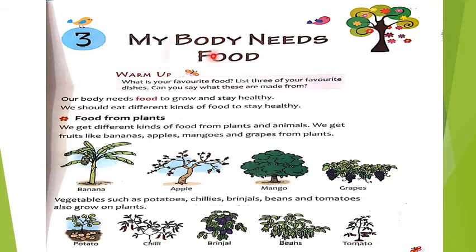Lesson 3. My body needs food. Our body needs food to grow and stay healthy. We should eat different kinds of food to stay healthy. Food from plants. We get different kinds of food from plants and animals. We get fruits like bananas, apples, mangoes and grapes from plants.